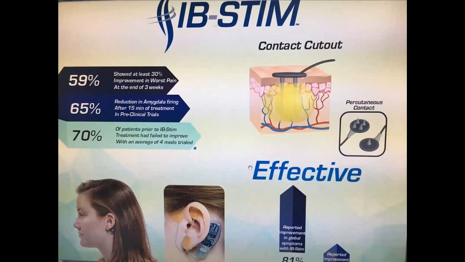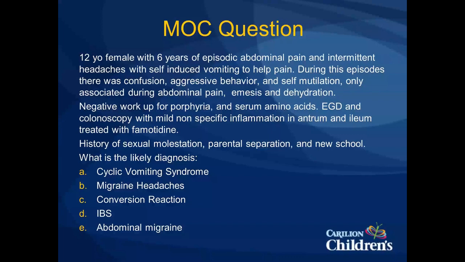Next mock question: a 12-year-old with 6 years of episodic abdominal pain, intermittent headaches, and self-induced vomiting. The vomiting is to help the pain. During these episodes, there's confusion, aggressive behavior, and self-mutilation. So they're absolutely like psychiatric types of symptoms, but only associated with pain, emesis, and dehydration. Otherwise, the patient is fine with no aggressive behavior.